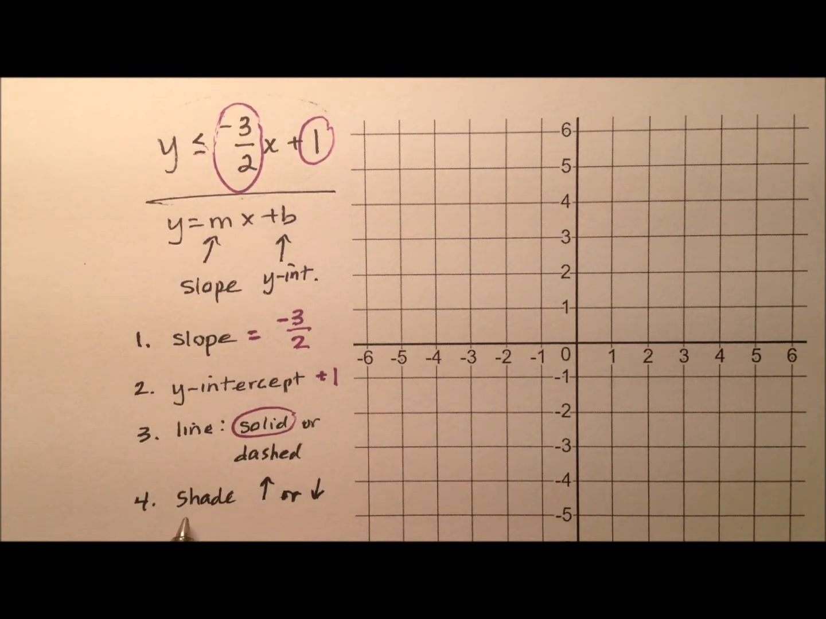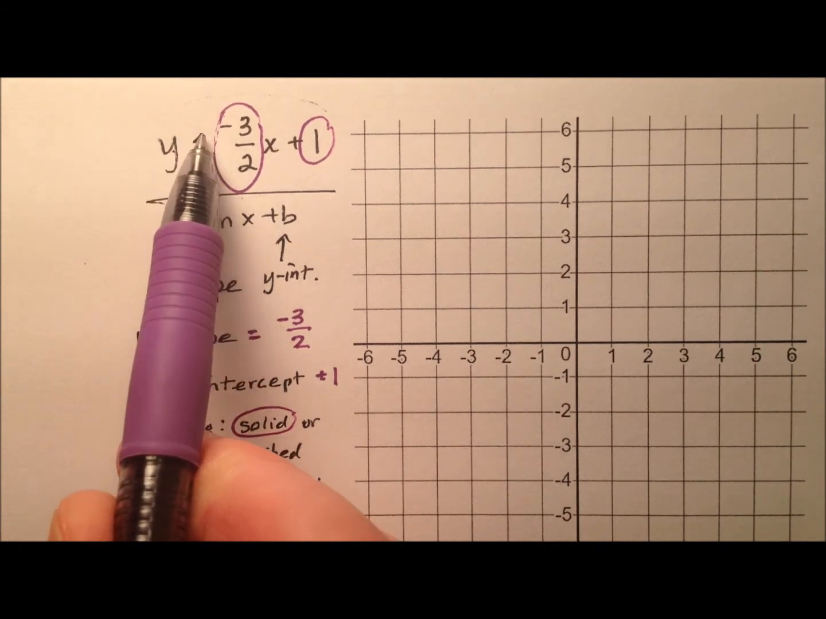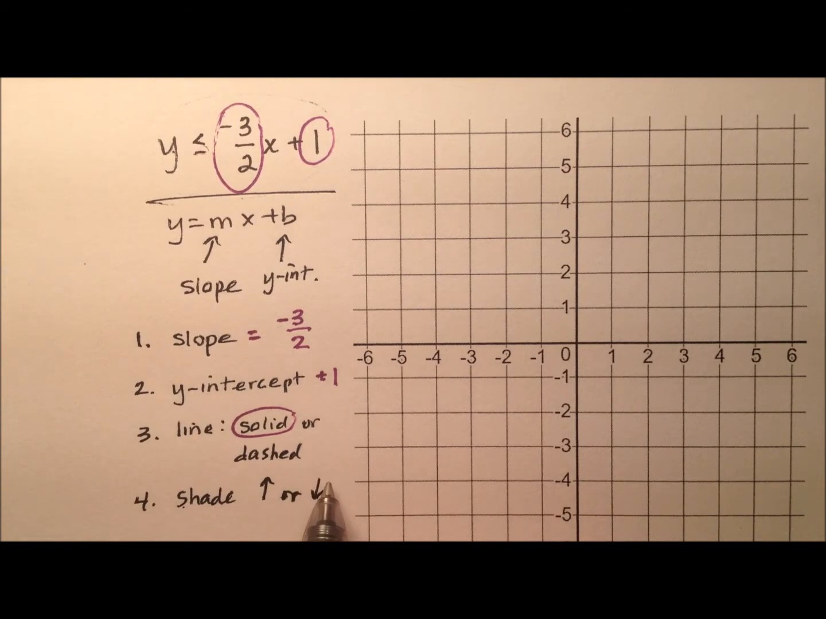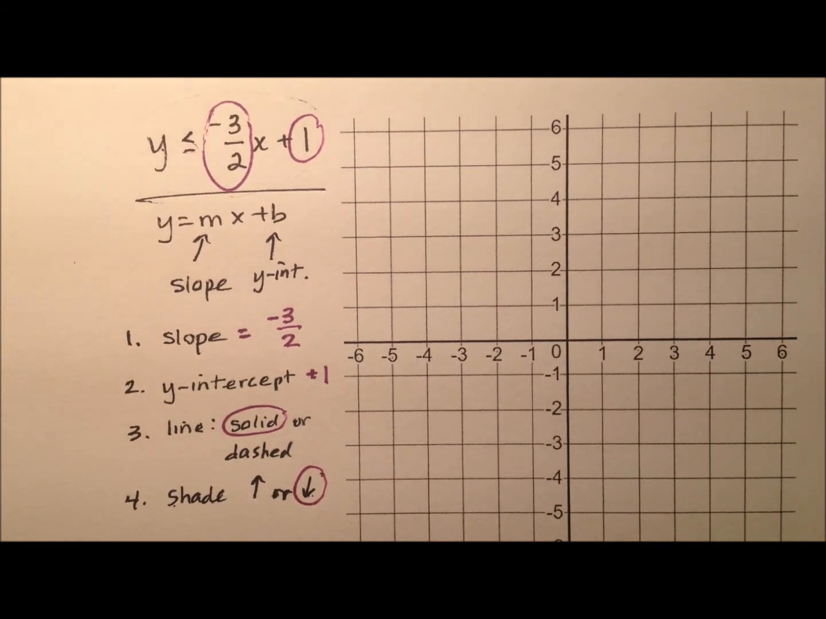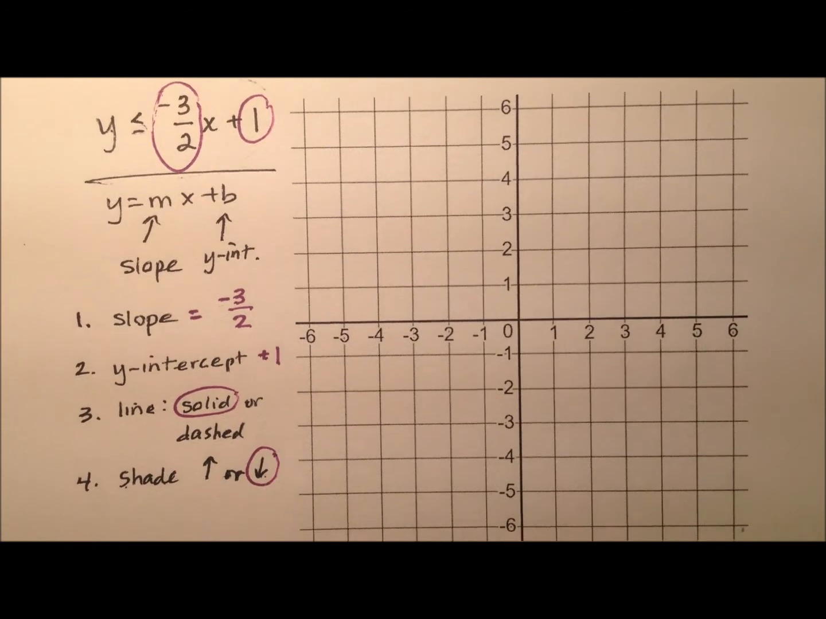Okay, and the fourth piece of information, are we going to shade above or below? Well, this says y is less than or equal to, so the less than means we're going to shade below. Okay, so I have these four pieces of information, so let's go ahead and put everything together and see what this looks like on the graph.